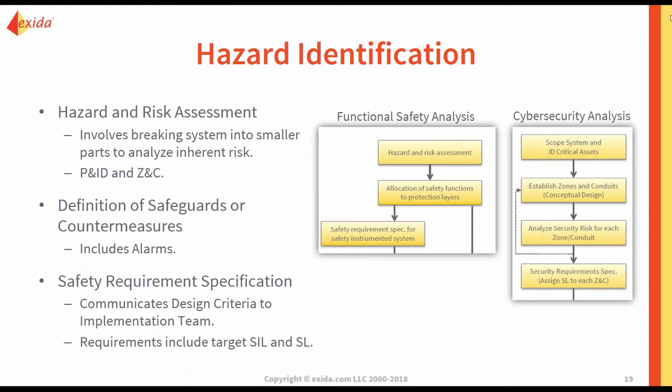And then in both cases, you're going to write a safety requirement specification. And this is going to communicate design criteria to the implementation team. For safety, this includes your design criteria in the form of target safety integrity level. For cyber, it includes design criteria in the form of target security level. And so for safety, this is just called the SRS. For cyber, it's the cyber SRS. So you can see how we're sort of using the framework of the functional safety lifecycle to also address cyber.